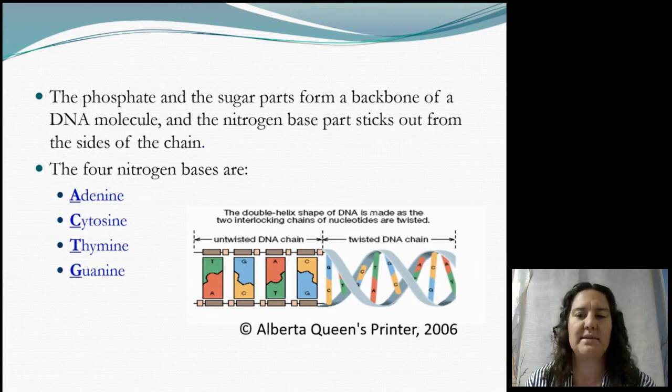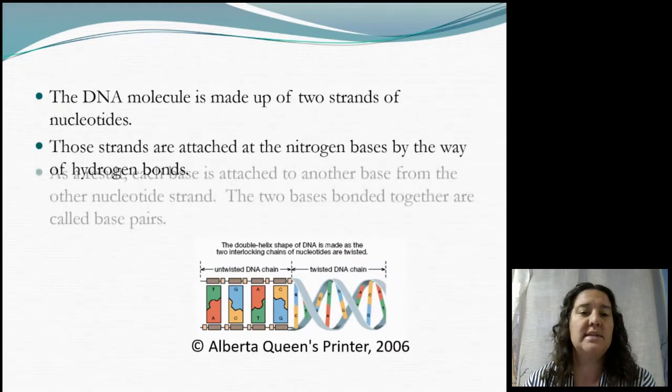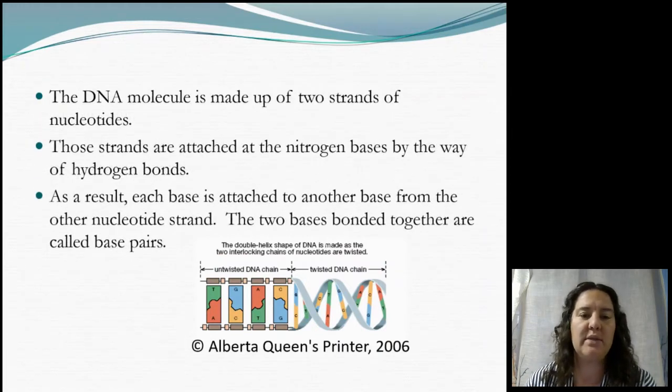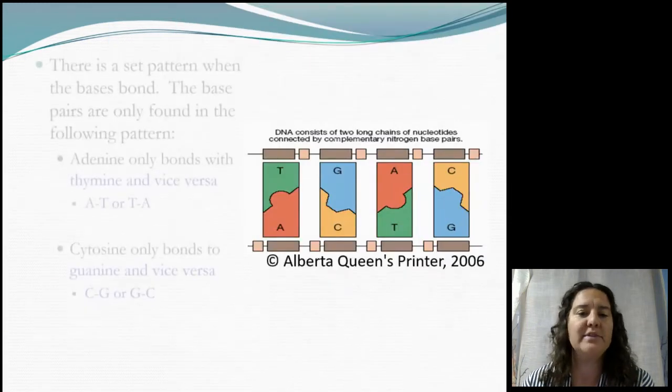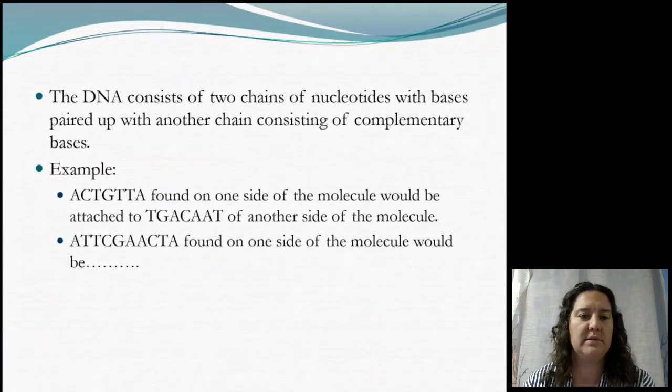Those four different nitrogen bases are adenine, cytosine, thymine, and guanine. The DNA molecule has two strands of nucleotides, and those strands are attached with hydrogen bonds between the nitrogen bases. So, as a result, those two bases bonded together are called base pairs. And there's a set pattern with which nucleotides can bond with other nucleotides, because adenine will only bond with thymine, and cytosine will only bond with guanine. And these are known as complementary pairs.